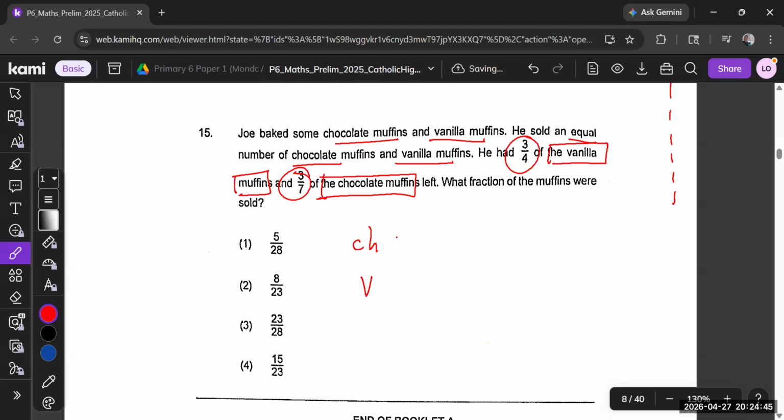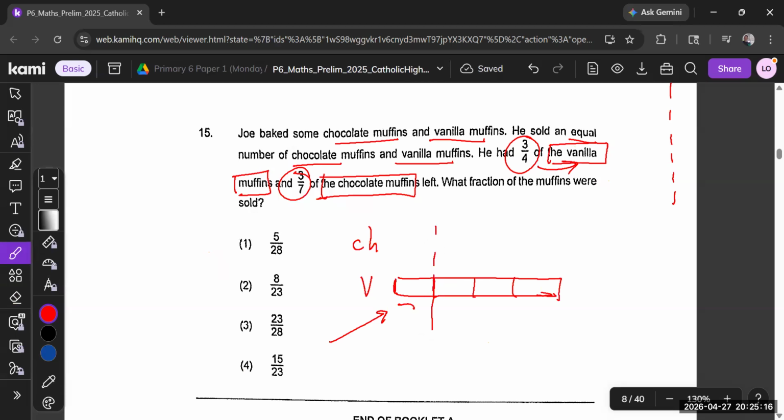How many boxes do you draw for the vanilla? Let me just put below. Vanilla is 4 boxes: 1, 2, 3, 4. The denominator is 4. And he had 3/4 left. Then what fraction is sold? So there's a family of fractions: 3/4, 1/4, 4/4. What you see on the drawing is 4/4. So he had 3/4 left.